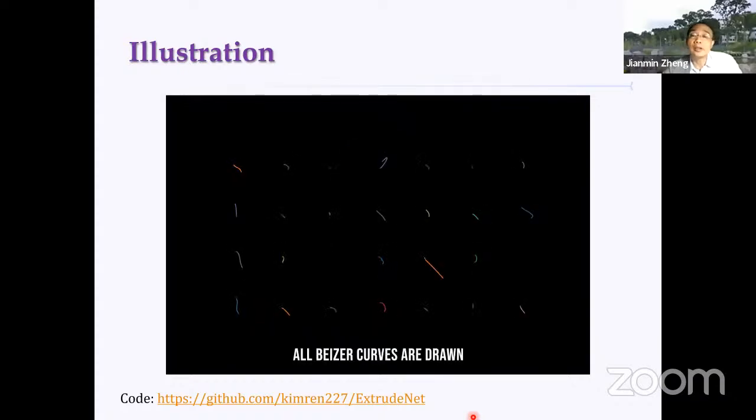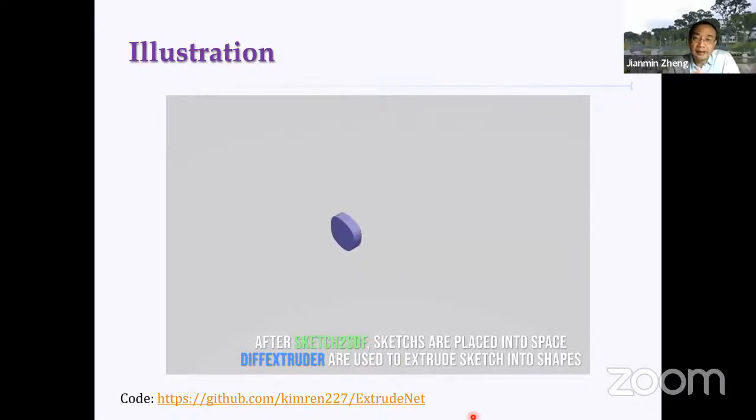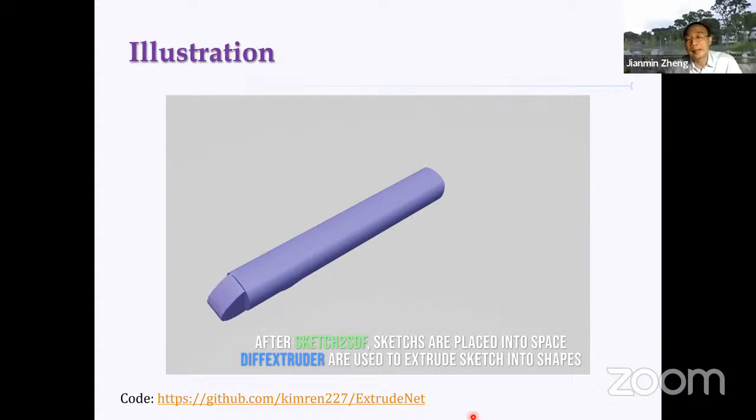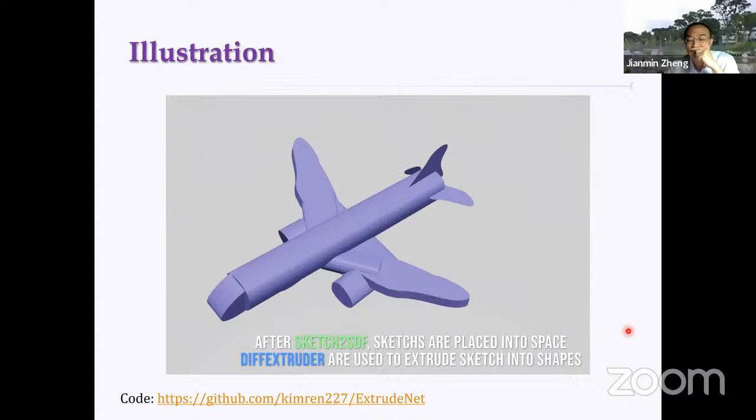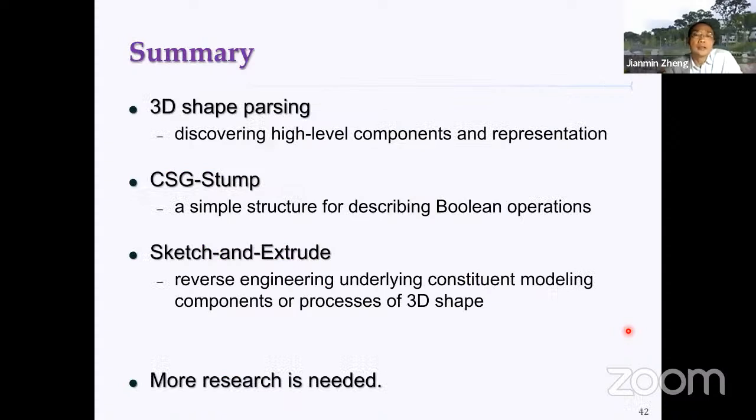So the network can figure out those sketches for the particular object. Then it can also estimate the extrinsic parameters, the rotation and translation, and also the extrusion height. So now we assemble all these extrusion parts to form the final shape, according to those connection matrices. Okay, due to time, I will skip over this and come to the summary.